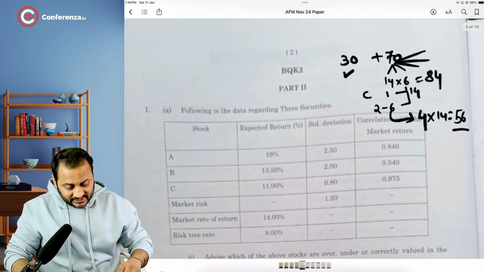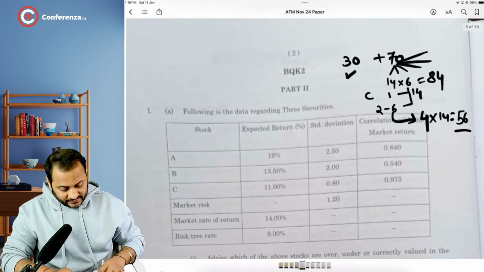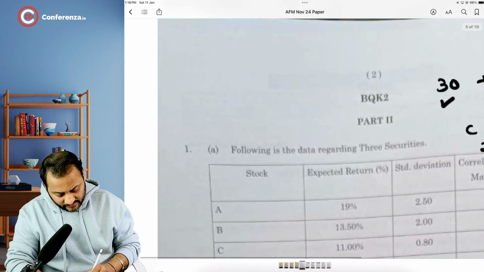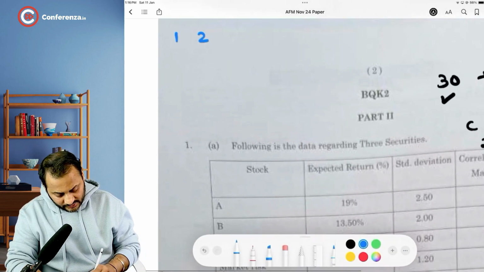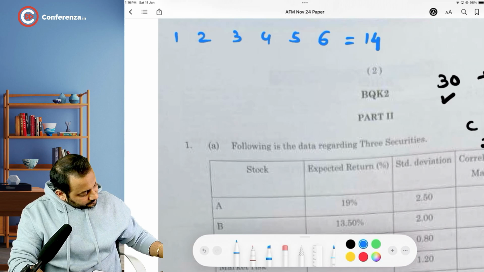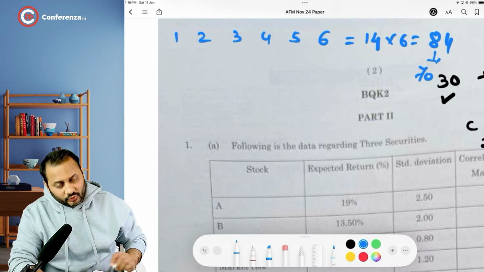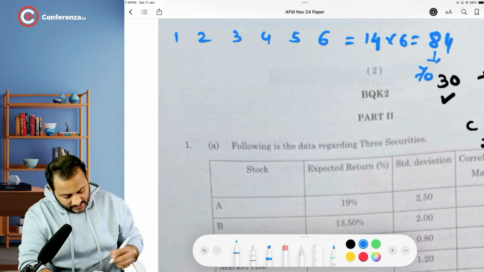The second section starts here, which will be called part 2, and there will be 6 questions in this. Please understand that first, 1, 2, 3, 4, 5, 6. Each of them is of 14 marks. So 14 into 6 is about 84 marks, out of which you have to solve only 70 marks.